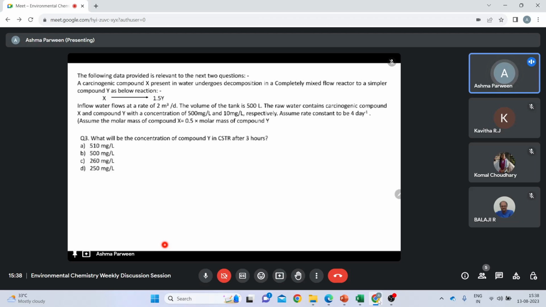So again I will give you all 5 minutes to solve this question, but first if you get the value of X after 3 hours, just write that in the chat box and then write the final equation so that I'll get to know whether you are getting the right value for X or not. So you have 5 minutes, just solve this question and write the answers.